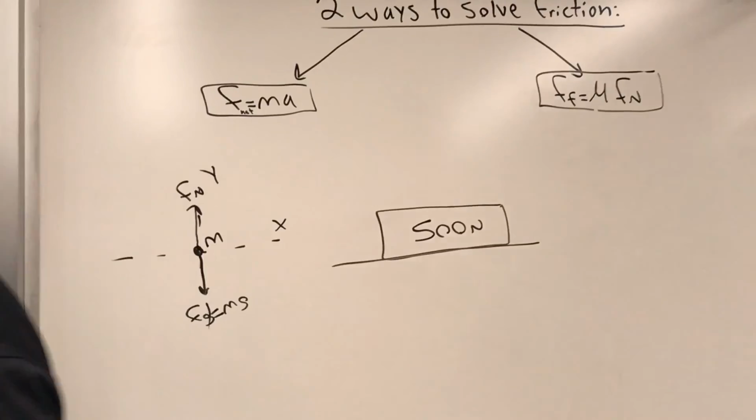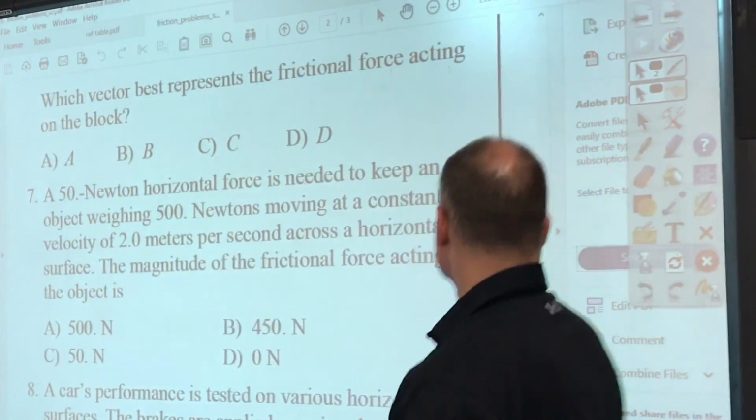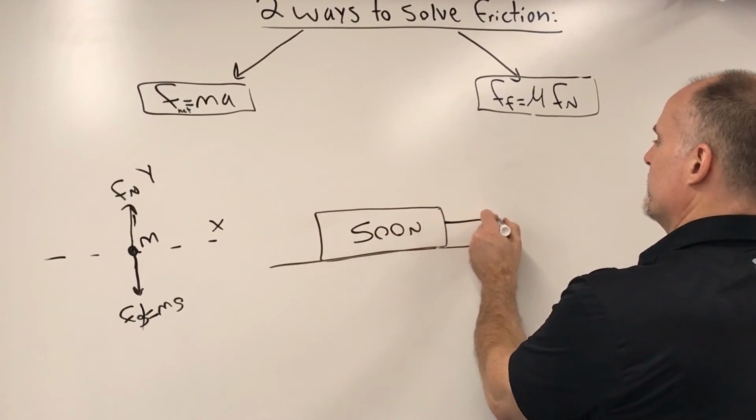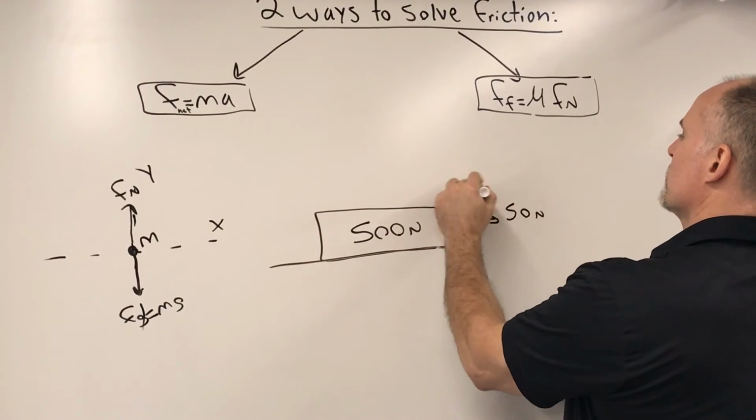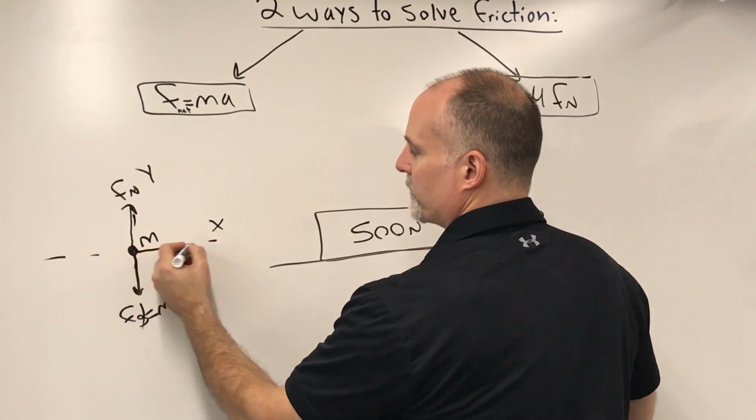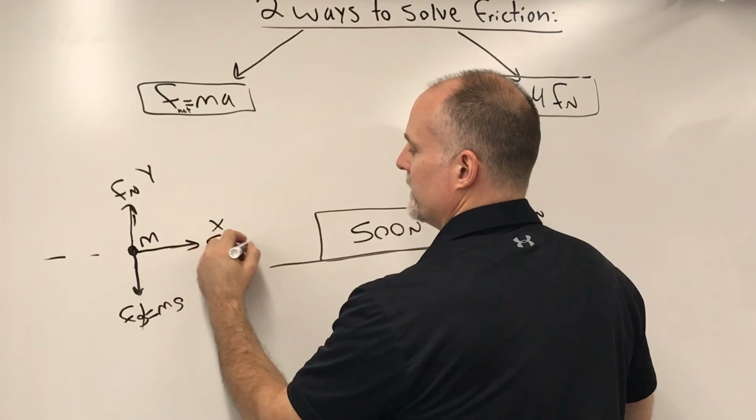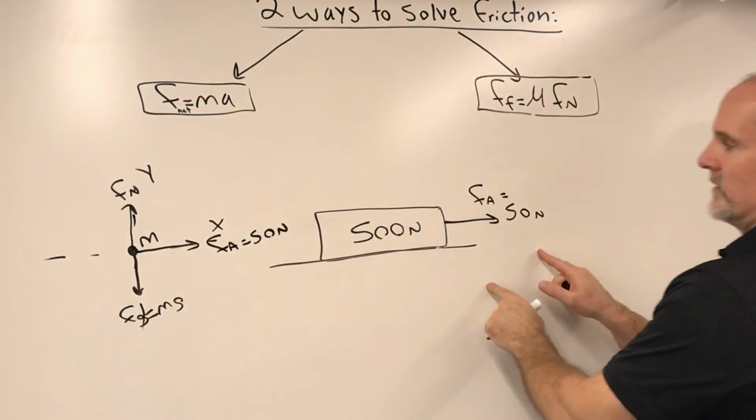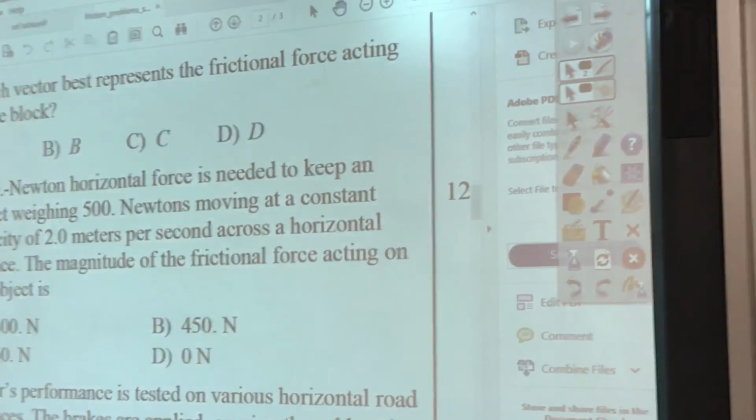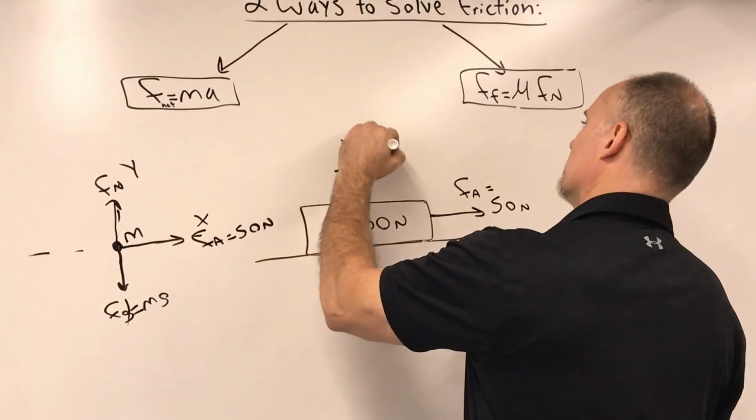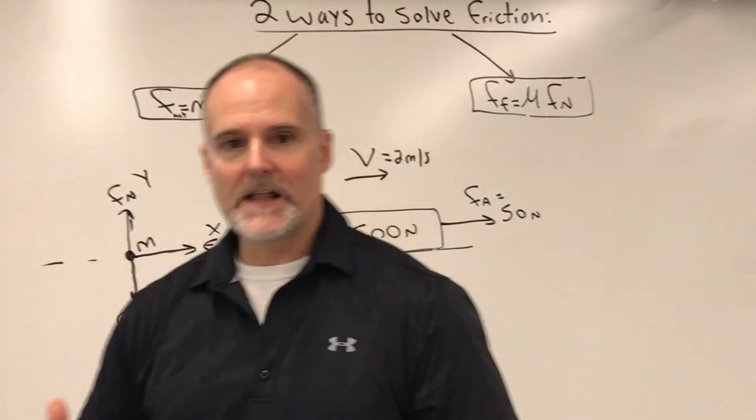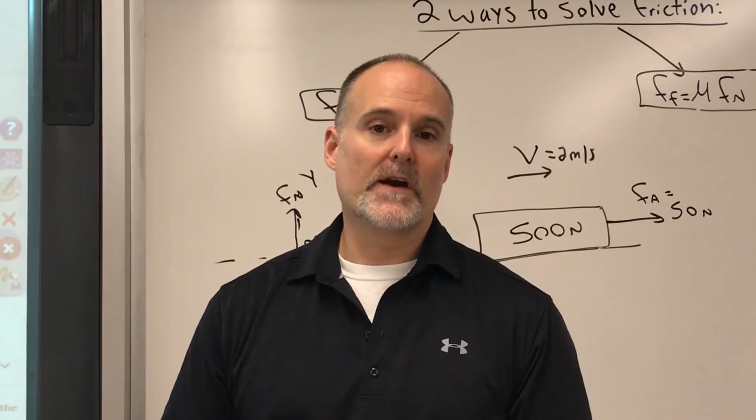We're applying a force of 50 newtons horizontally. So let's say the force is going to the right. 50 newtons, we're going to call that FA for force applied. And then we could draw it on our free body diagram, FA, and that equals 50 newtons. It's also moving at a constant velocity of 2 meters per second. So recall that constant velocity means that the acceleration is 0.